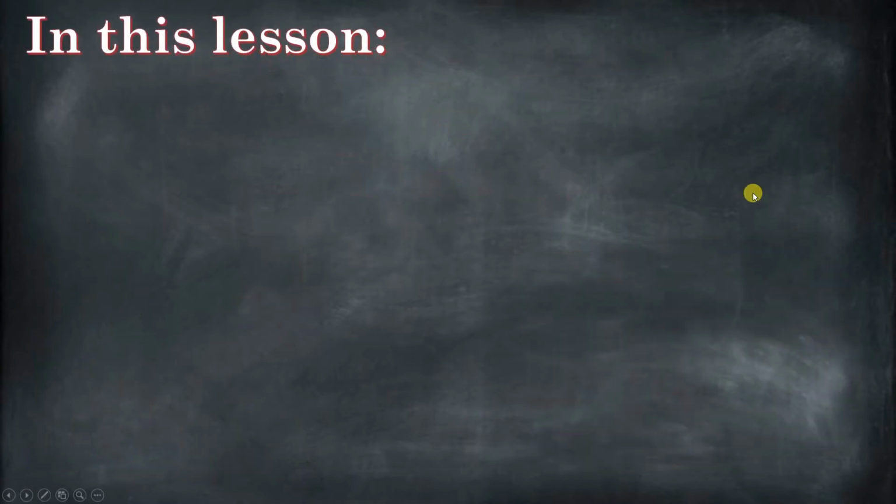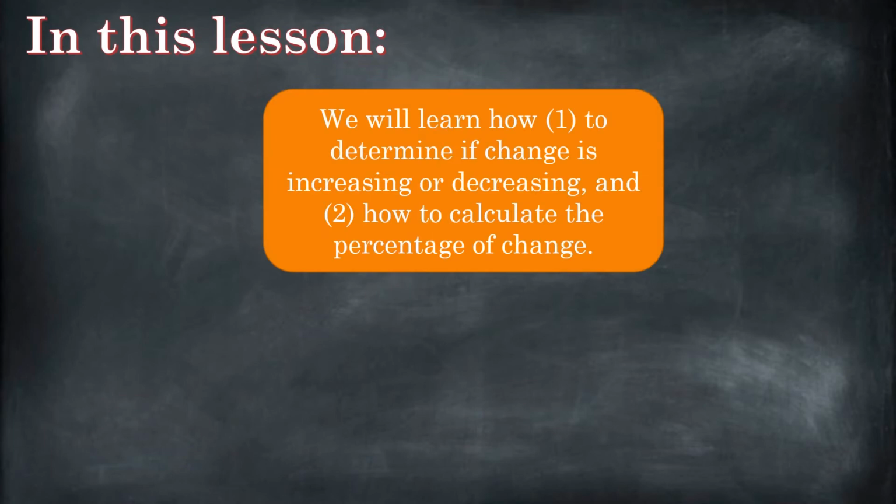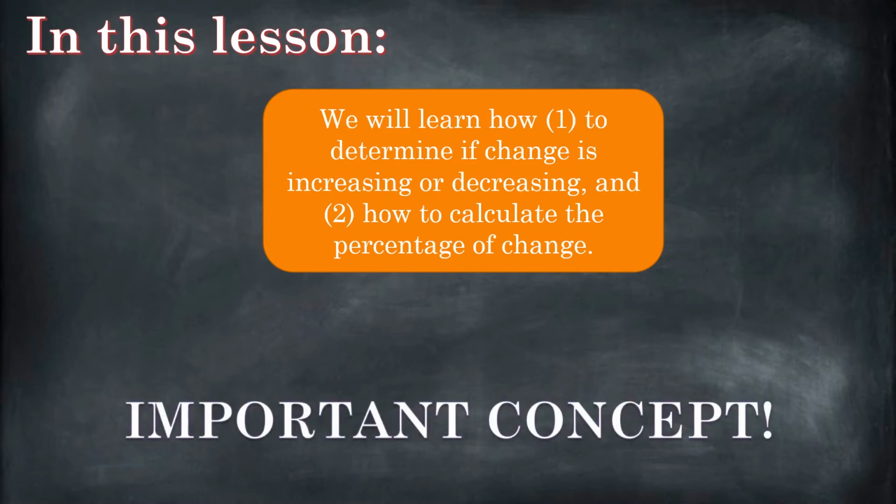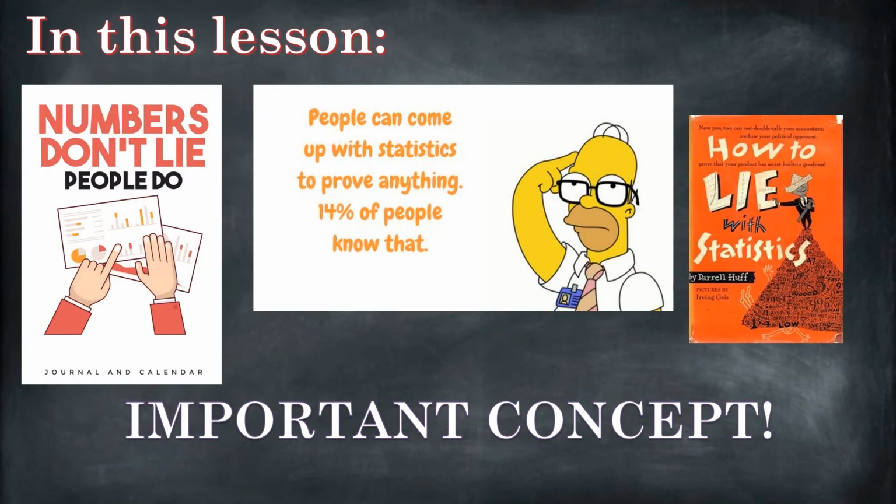So in this lesson, as we said, we're first going to learn how to determine if something's increasing or decreasing. That part's pretty easy. And then we're going to learn how to calculate the percentage of change. Now, this is a super important concept because, well, people lie to us all the time with numbers and statistics. And if you don't have a good sense for how numbers work, and knowing if they're growing and by how much related to the original is a super important concept, then you can be easily manipulated, tricked, even lied to. So kind of a big deal, right?